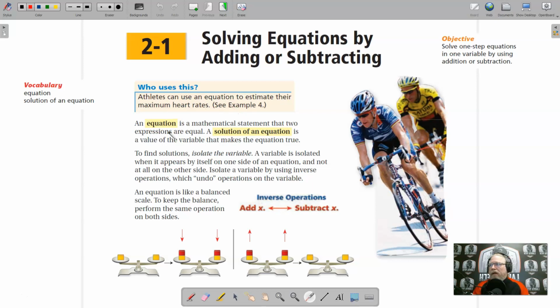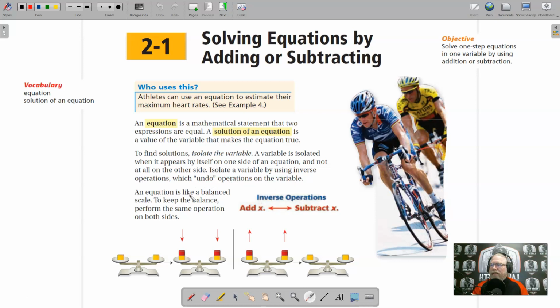Example 4. An equation is a mathematical statement that two expressions are equal. A solution of an equation is a value of the variable that makes the equation true. To find solutions, we isolate the variable. Remember, a variable is a symbol that represents a value that can change. In algebra, it's the letters that we see in the math. A variable is isolated when it appears by itself on one side of an equation and not at all on the other side. Isolate a variable by using inverse operations, which undo operations on the variable.